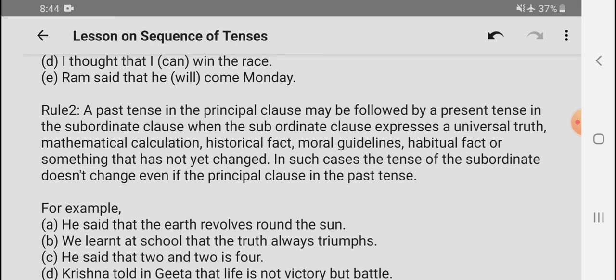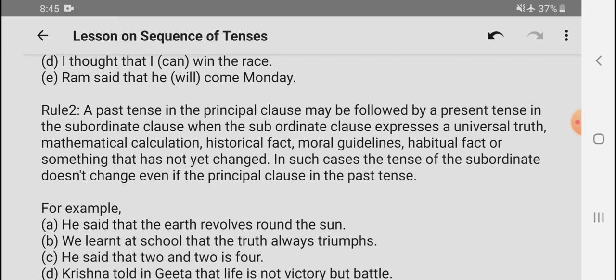subordinate clause expresses a universal truth, mathematical calculation, historical fact, moral guidelines, habitual fact, or something that has not changed yet. In such cases, the tense of the subordinate clause does not change even if the principal clause is in the past tense. So if I put this rule in a simple manner, it will be like this.